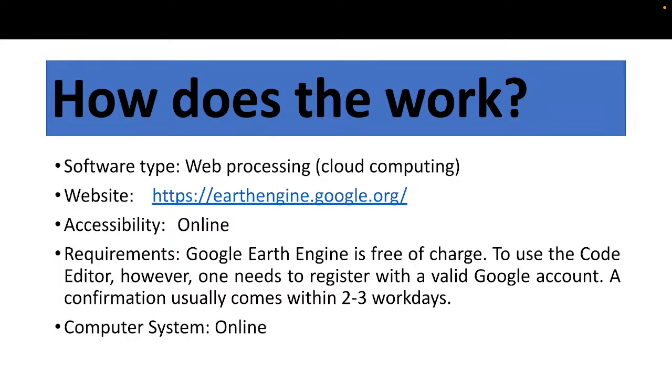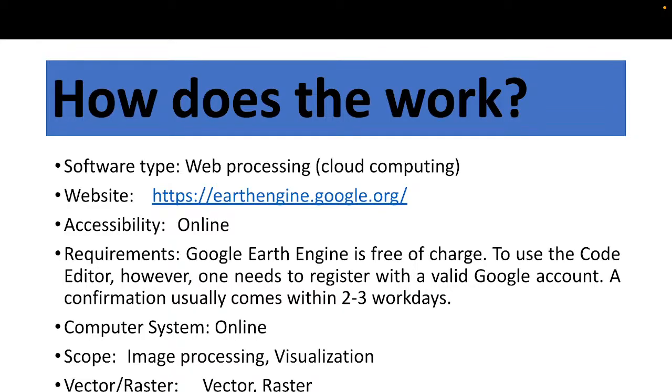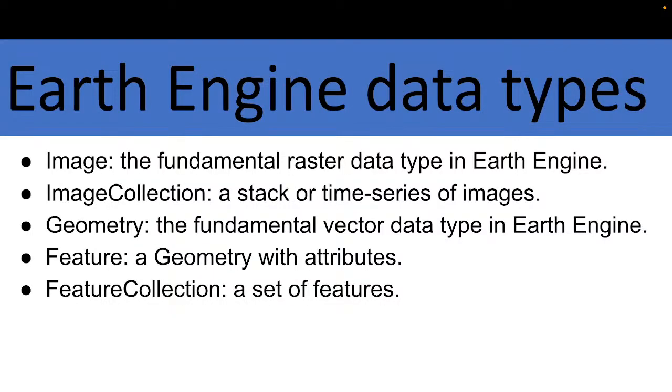Then the computer system must be online. Then its scope is mainly image processing and visualization. It also works for vector and raster data, and we can easily work with that. So this is very important, basically data types. I hope all of you already know basic GIS. Basically we find two types of data: raster data and vector data. Raster data is basically satellite imagery, or cell or grid type data, and vector is mainly point, line and polygon. So this is basic GIS: raster data and vector data.